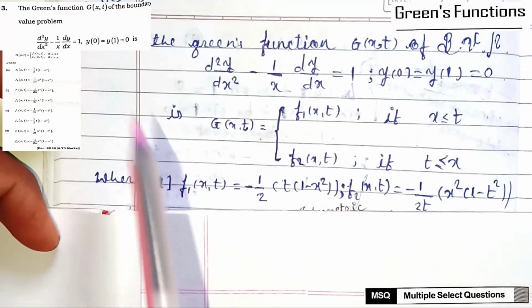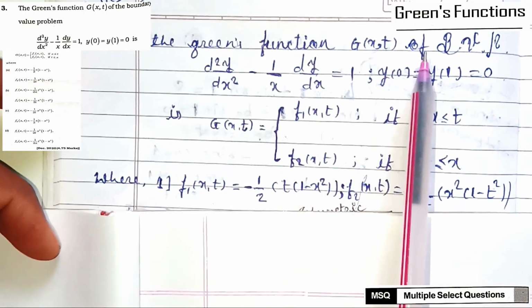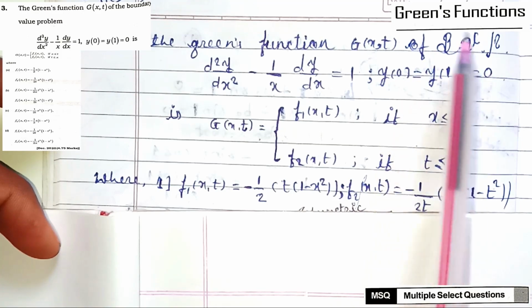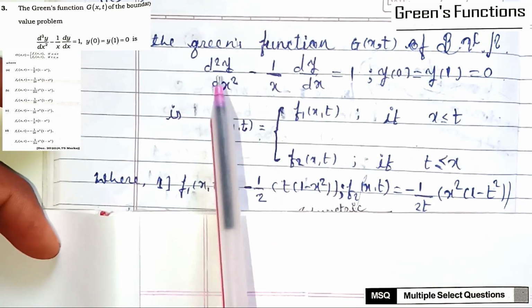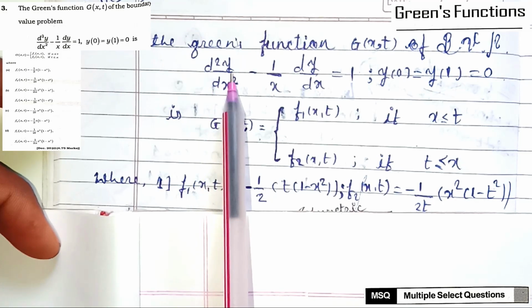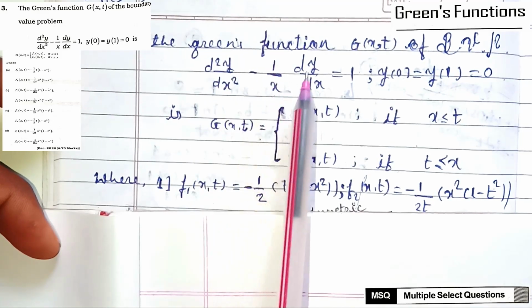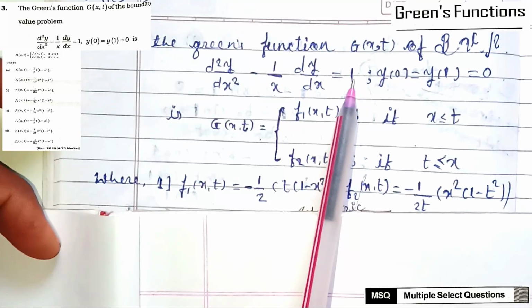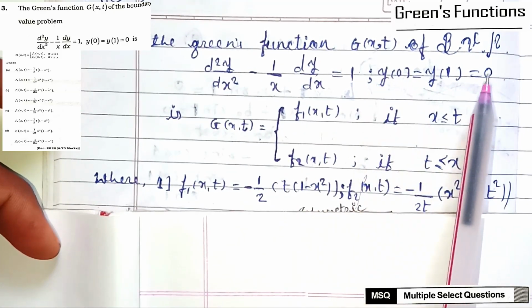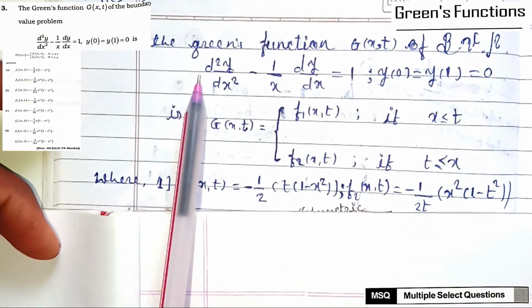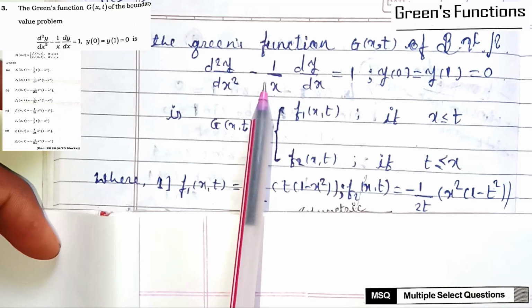Here in our question, we are given the Green's function g(x,t) of a boundary value problem. First of all we have defined the boundary value problem: d²y/dx² minus (1/x) dy/dx equals 1, and the boundary conditions are also given: y(0) equals 0 and y(1) equals 0. So this is our boundary value problem given in the question.